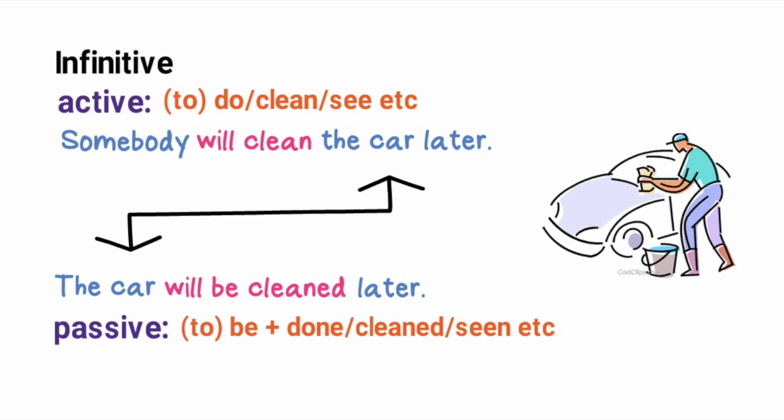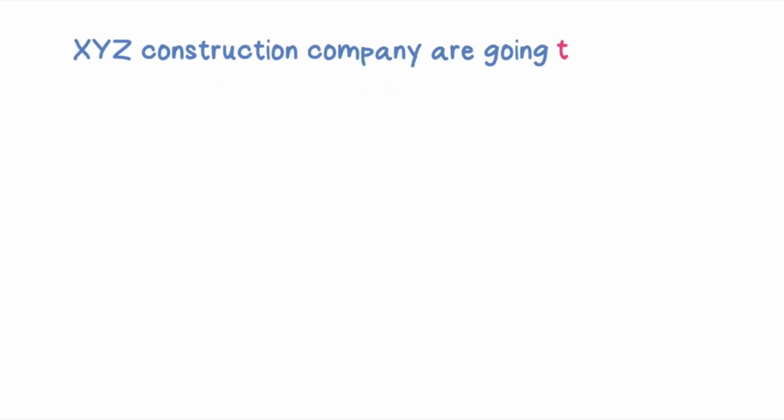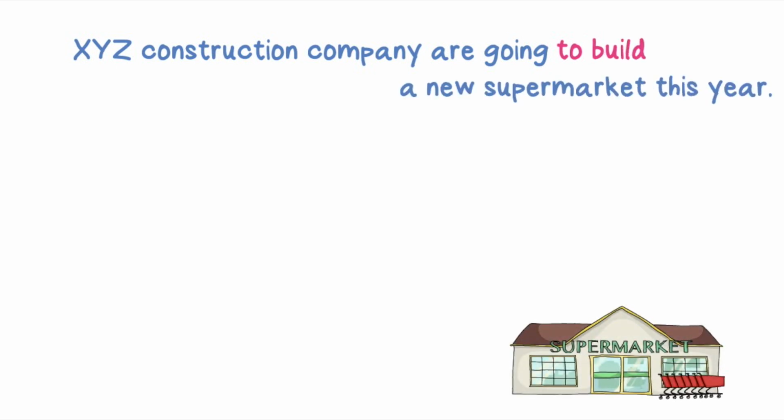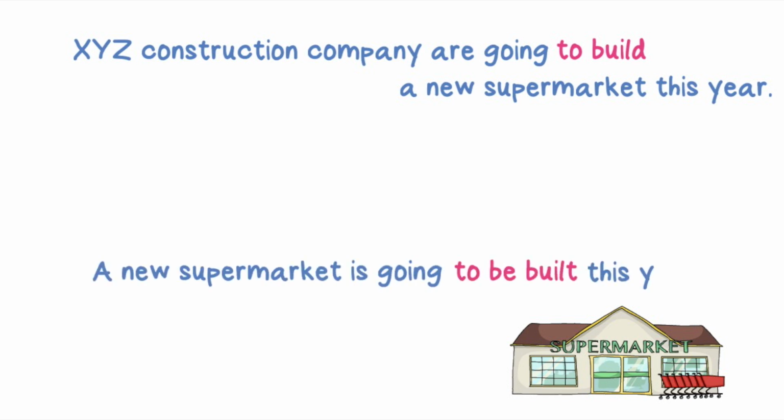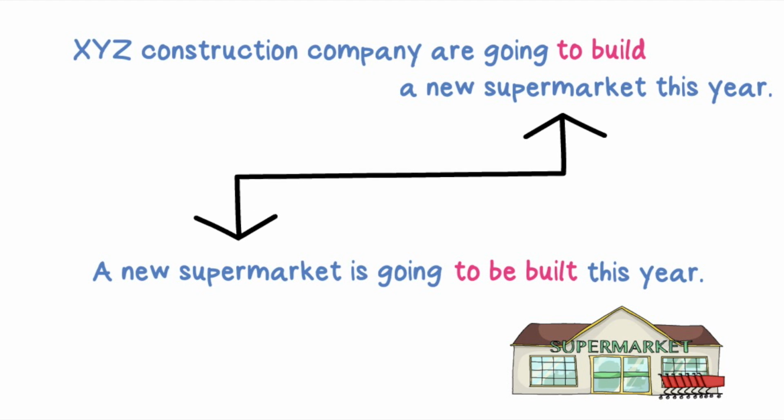Another example of the infinitive is this. XYZ construction company are going to build a new supermarket this year. This is an active sentence. The construction company are doing the action of building. If we want to change this to a passive sentence when we don't know the company or it is unimportant who the company is, the fact that a new supermarket is being built is what is important, we put it in the passive. A new supermarket is going to be built this year. Here we've got the full infinitive to be plus the past participle, built, with the to, unlike the first example.